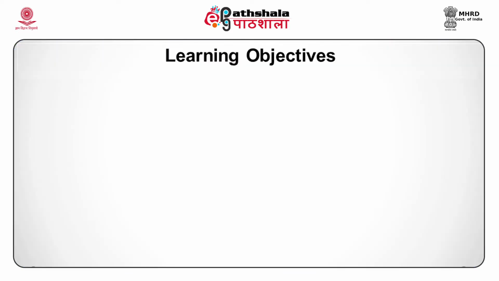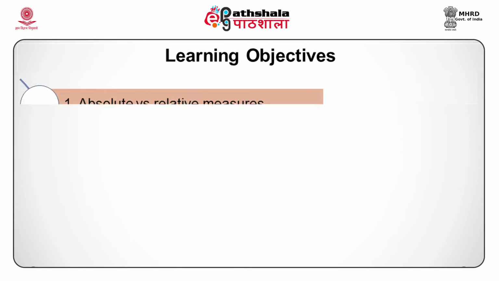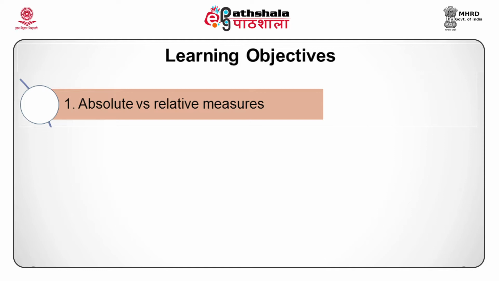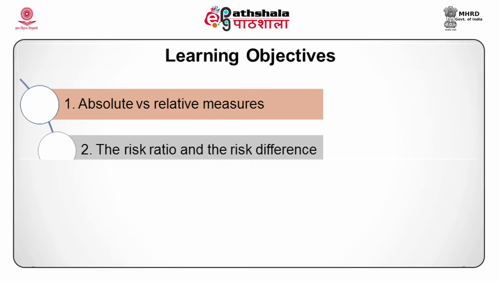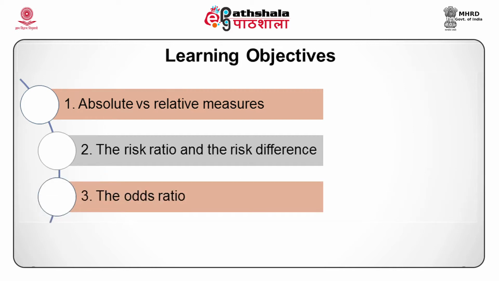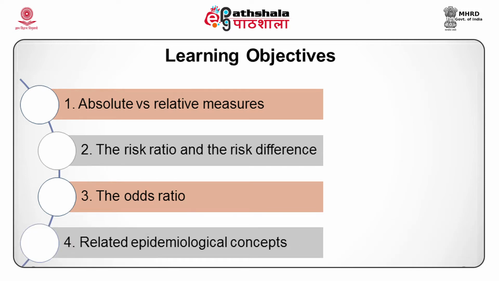Learning objectives for this module. We shall first look at absolute versus relative measures of association. We shall next define the risk ratio and the risk difference and see that while one measures absolute association, the other looks at relative differences. For the sake of comparison, we shall define the odds ratio, and finally we shall look at two related epidemiological concepts, which are the number needed to treat and the attributable proportion.